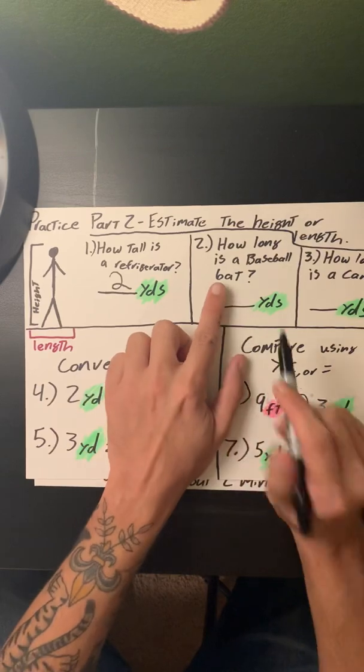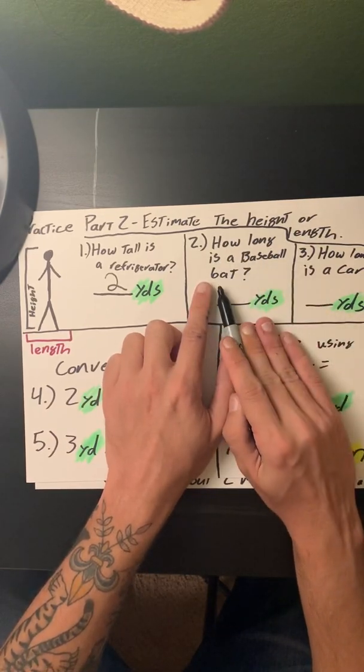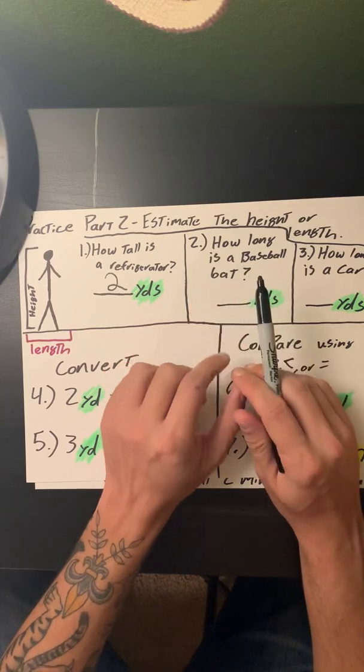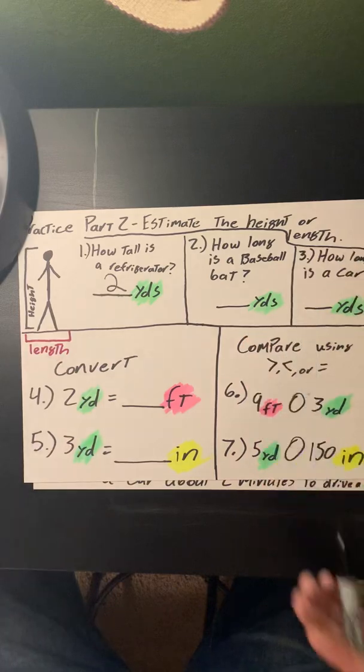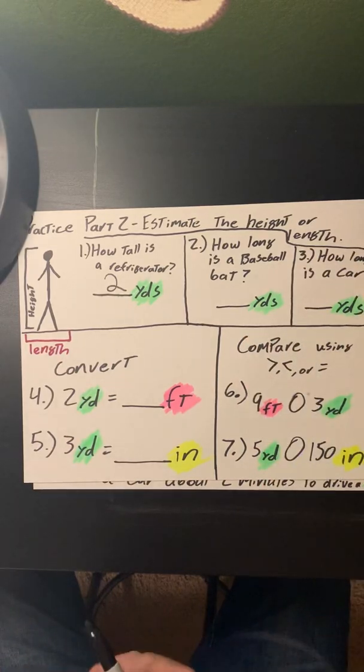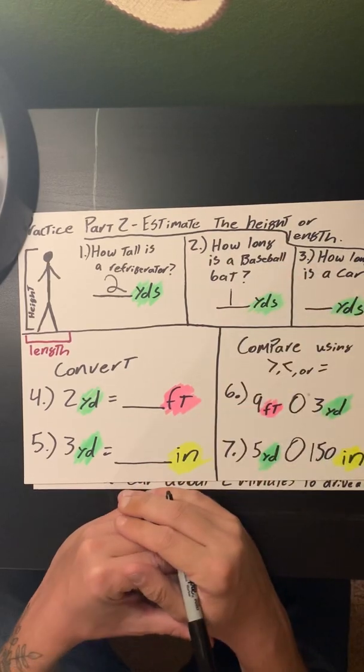Okay. Number 2, how long is a baseball bat? Baseball bat you hold with both hands. It's not quite gonna fit here on the table. It's a little bit longer. It's about 3 feet, or about 1 yard.